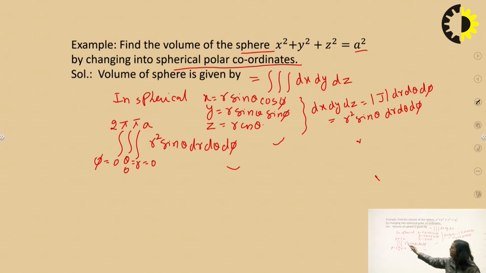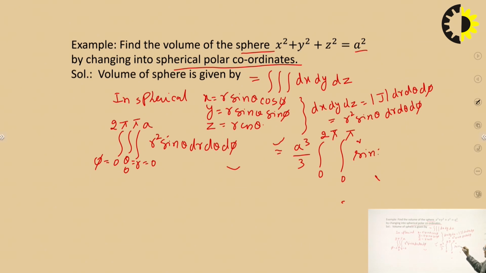First I integrate with respect to r. The integration of r square becomes r cube by 3, and when we put the limits, this gives a cube by 3. So I can write this directly as a cube by 3. The limit for phi is 0 to 2 pi, the limit for theta is 0 to pi, and the function I am left with is sine theta d theta d phi, because we have just evaluated with respect to r and put the limits.